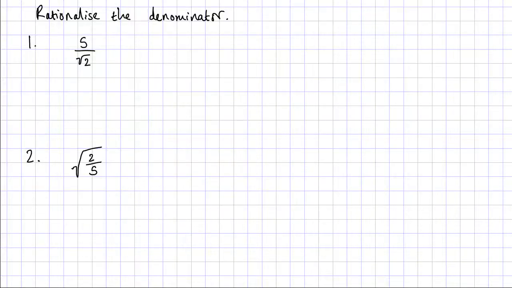This video is on rationalizing the denominator. Now in question 1 I have 5 over root 2. Now to rationalize the denominator, what I can do is I'm just going to write 5 over root 2 again.